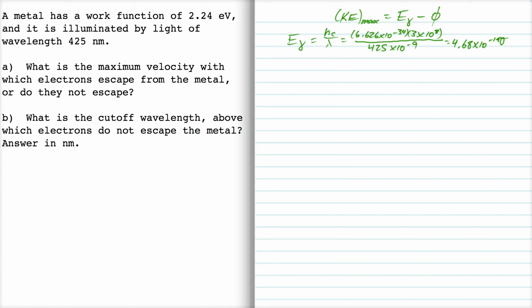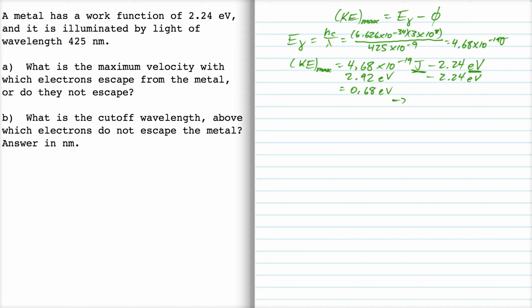Now you've got to be careful here. Kinetic energy max is equal to, if we try to do it like this, 4.68 times 10 to the minus 19 joules minus 2.24 eV. That doesn't make any sense, right? These have got to be in the same units. So this has to be converted into eV. It's 2.92 eV minus 2.24 eV. So that gives us the right answer, which is 0.68 eV.